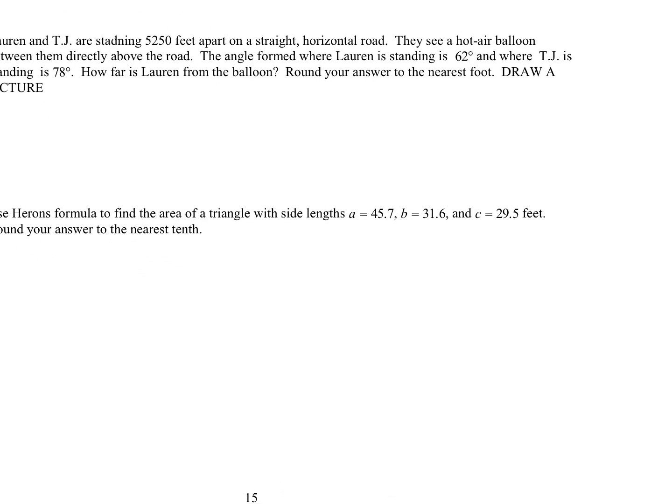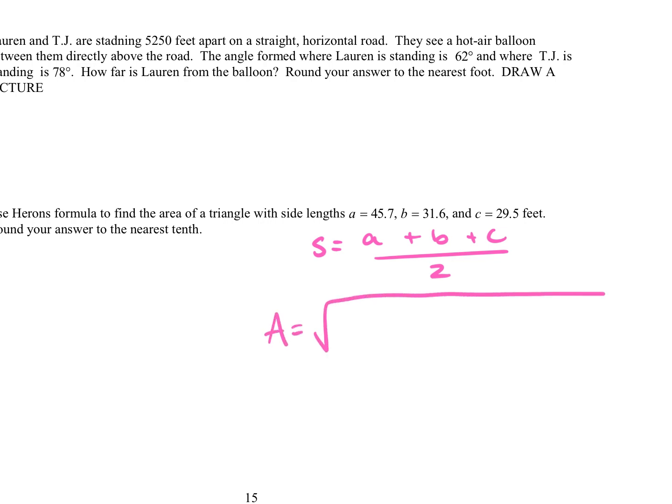Heron's formula, this will be given to you, but you have to find S. So S is equal to A plus B plus C over 2. So you add up all your sides and divide by 2. And then the area, which is what you're trying to find, is the square root of S times S minus A, S minus B, and S minus C. Again, the formula will be given to you. Just plug it into the formula. Your sides are A, B, and C, so plug those in.